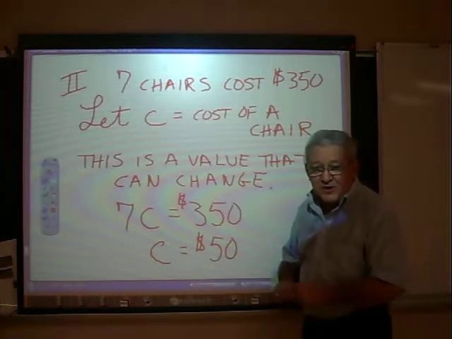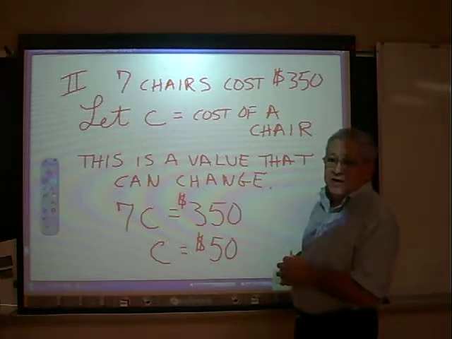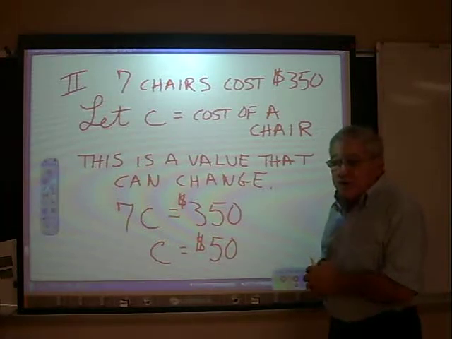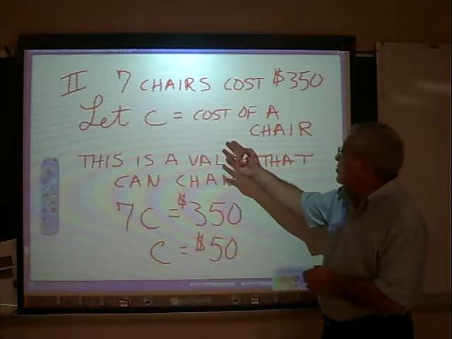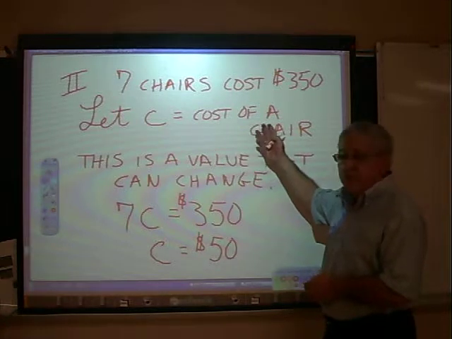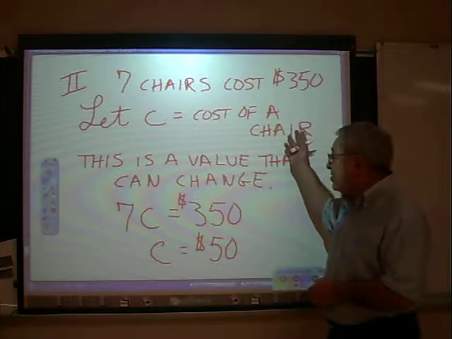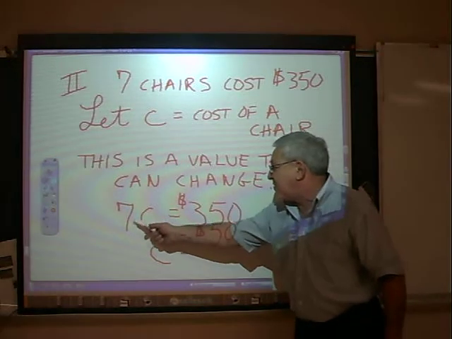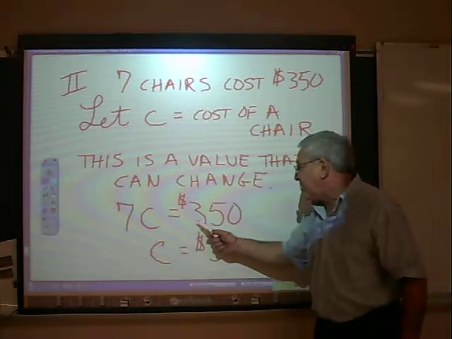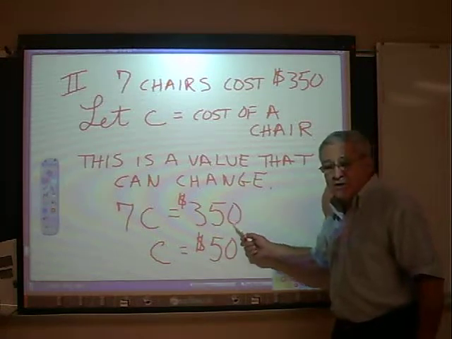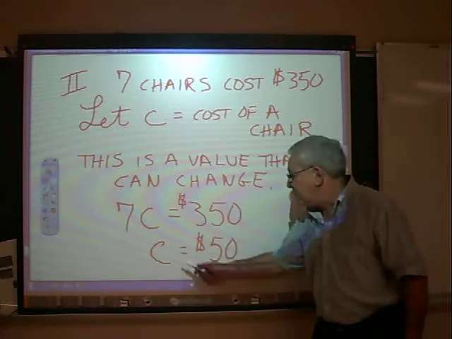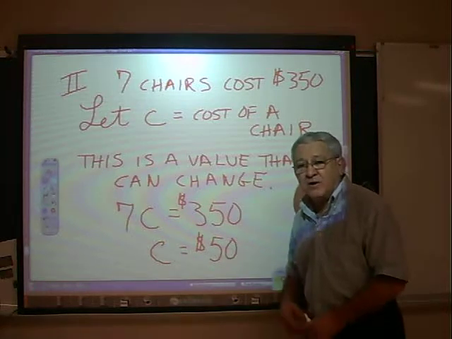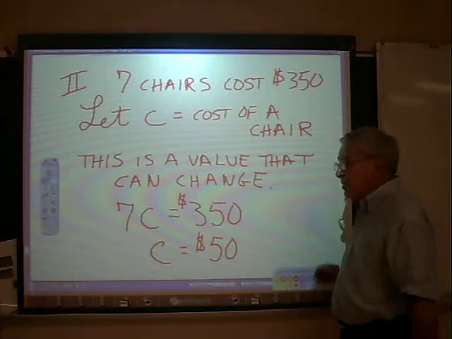Now, a second use of a variable. If we have a problem like 7 chairs cost $350, in this case, we're going to let the variable, we'll call it C, stand for the cost of a chair. So this is a value that can change. Here we have 7 times the cost of a chair is $350. So if we divide each side by 7, we find that the cost of one chair is $50. Another way of thinking about variables.